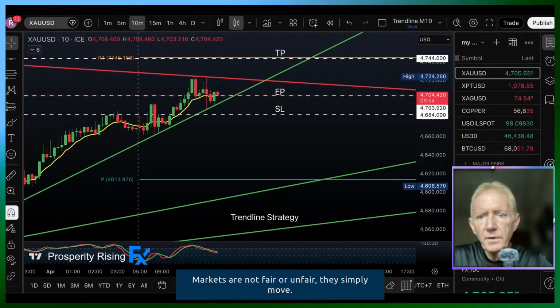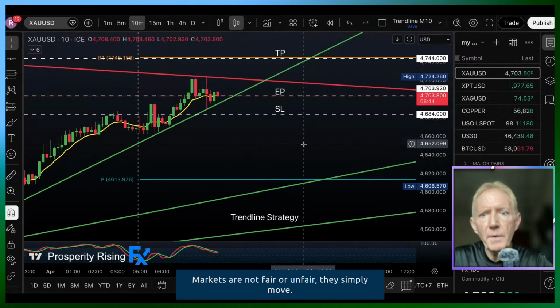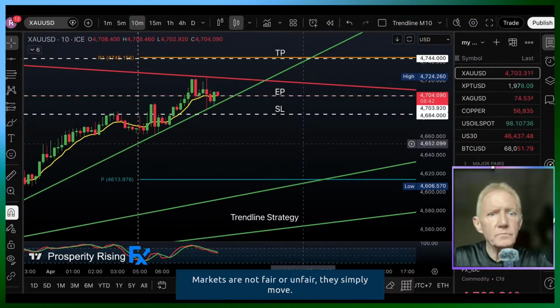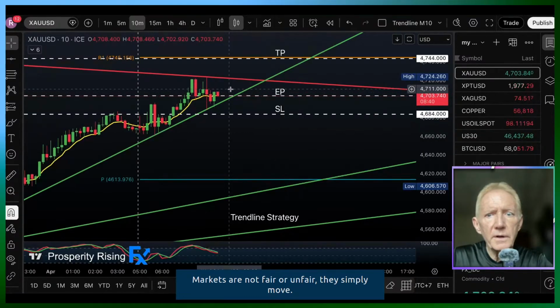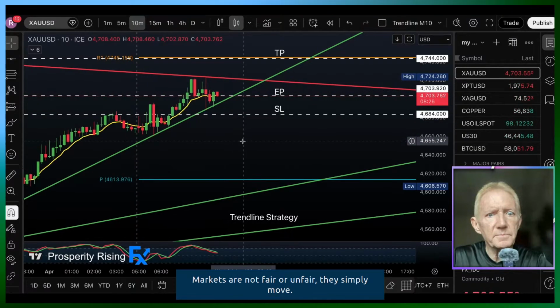Oh, good morning, Howard. Hey, how's it going? So you're in this trade or not yet? 4708 is safer for you, so you probably have a buy stop there. 4708 is right there. Yeah, it kind of bounced off of that and came back down to my entry point, didn't it?